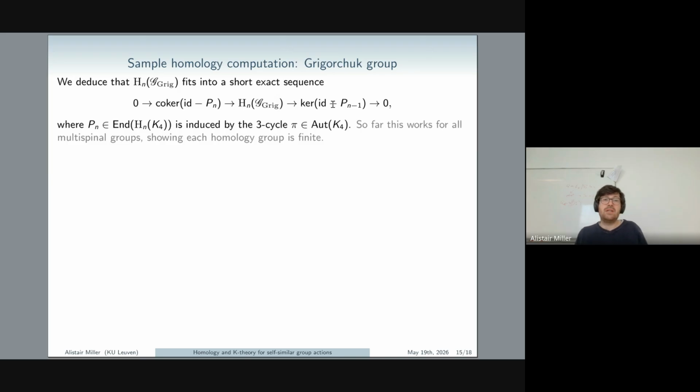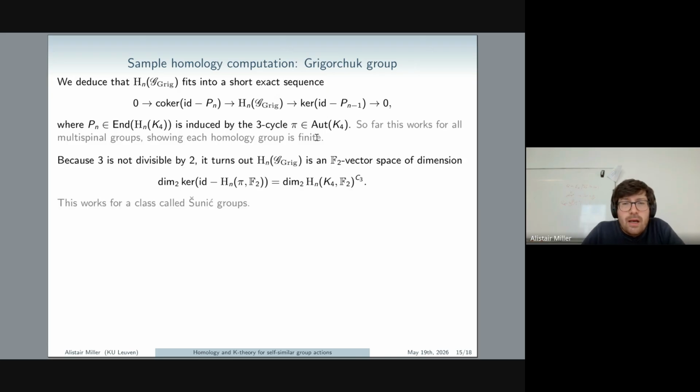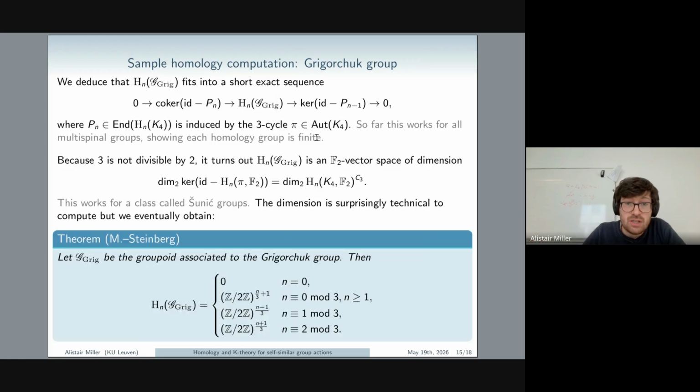Okay, but it does tell us that this homology group is finite, which is already nice, and this works for all of these multi-spinal examples I was talking about. And it turns out that because 3 is not even, we can actually determine that this short exact sequence splits, and that we again get an F2 vector space that's the direct sum of the ones on the right and left. And we can explicitly compute the dimension.